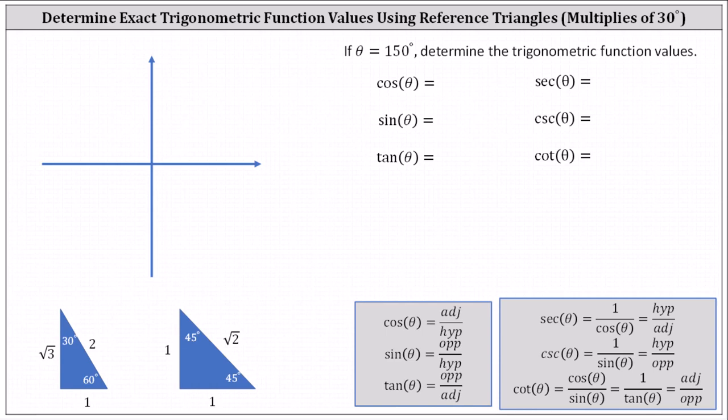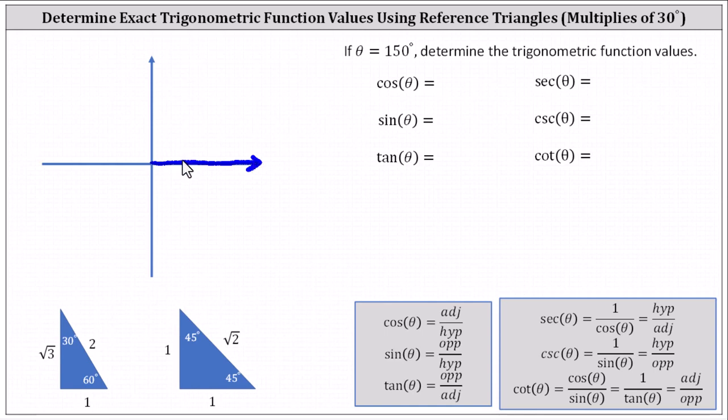In this lesson, we will use a reference triangle to determine the 6 trigonometric function values for theta equals 150 degrees. The first step is to sketch the angle in standard position. The initial side is along the positive x-axis. Because the angle is positive, we now rotate counterclockwise 150 degrees.